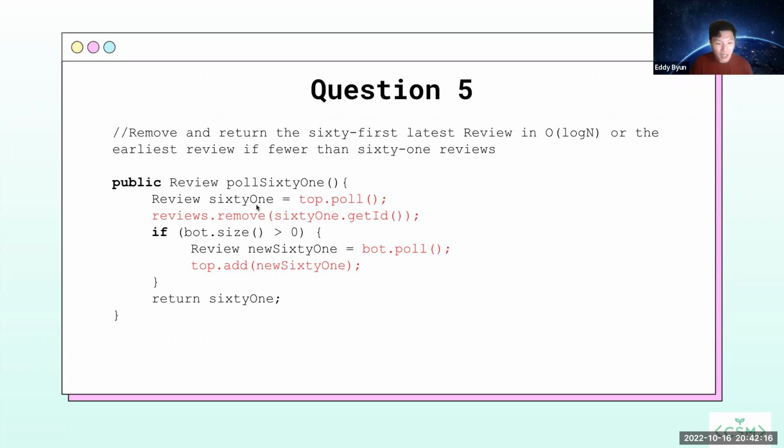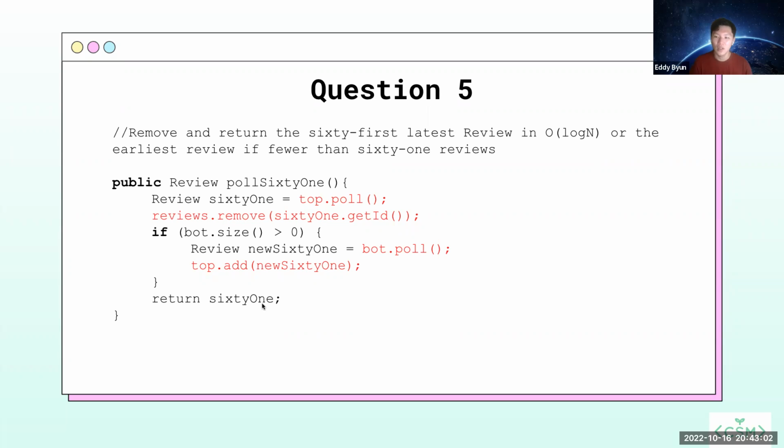So we see that there's this variable 61 that we're going to return in the end. So we should probably pull from the top heap, because polling, remember, removes and returns the top of the heap. The next thing we want to do is remove this element from the reviews hash map. So that's what happens here. And recall, in order to call remove on a hash map, we need to call it using the key, right? And to get 61's key, we can just call 61.getID.